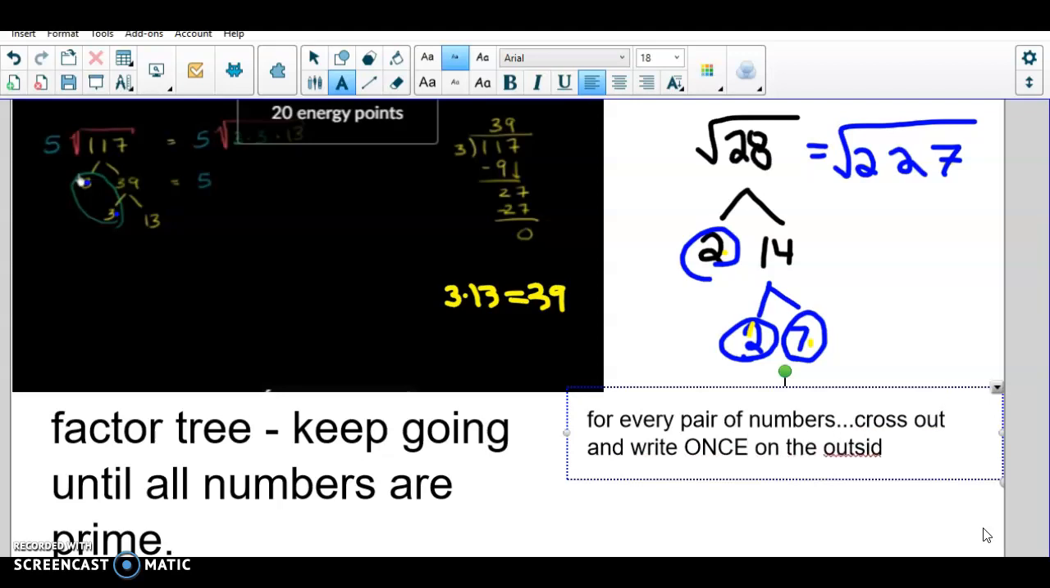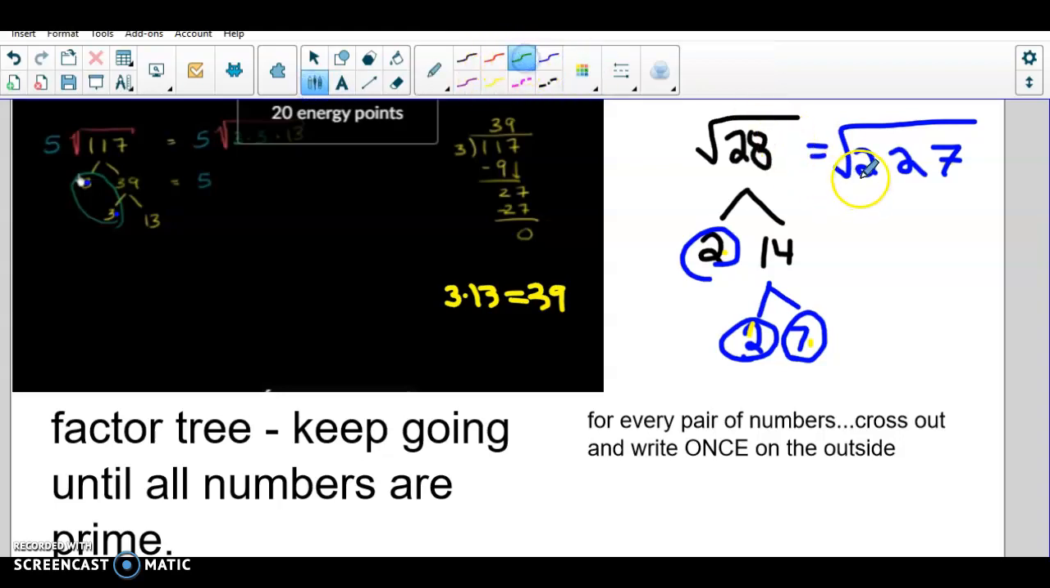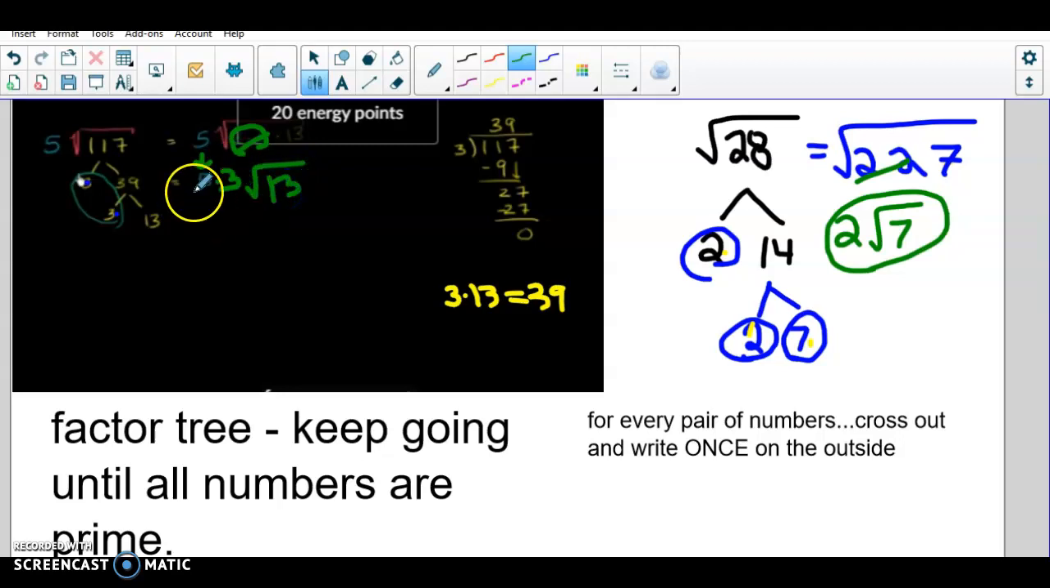So what does that mean? You would cross out your 2 and 2, that's the pair, and you write the 2 on the outside of the house. Everything else stays on the inside, so that 7 would just stay on the inside. And that's just what he did here. The 5 just copies over, and then he had two 3s. Those two 3s crossed out, and you only wrote one on the outside, and then you kept that 13 on the inside. This is kind of one step further.